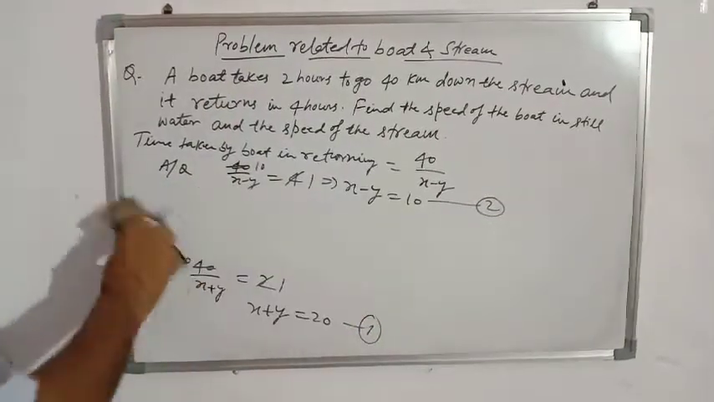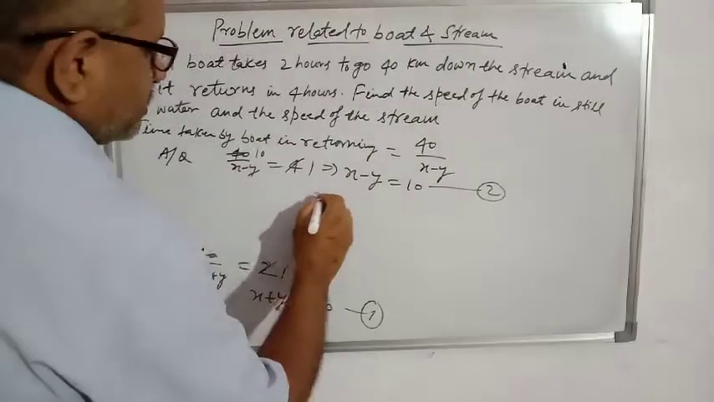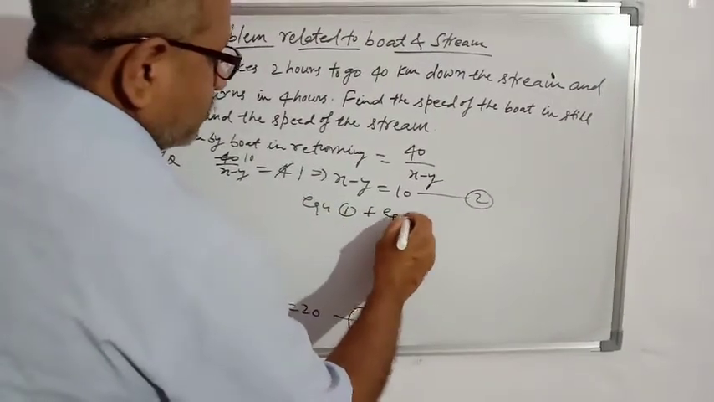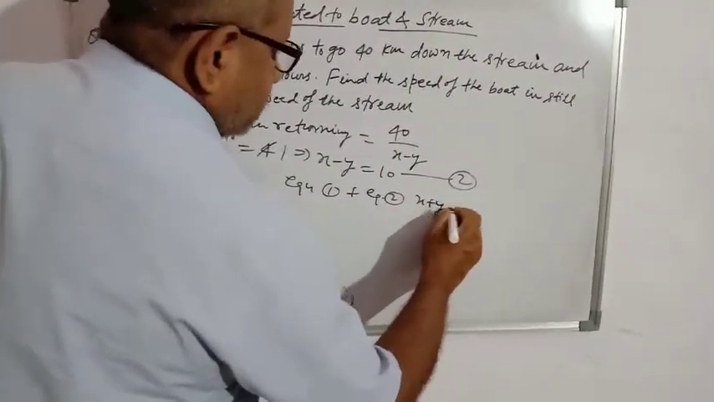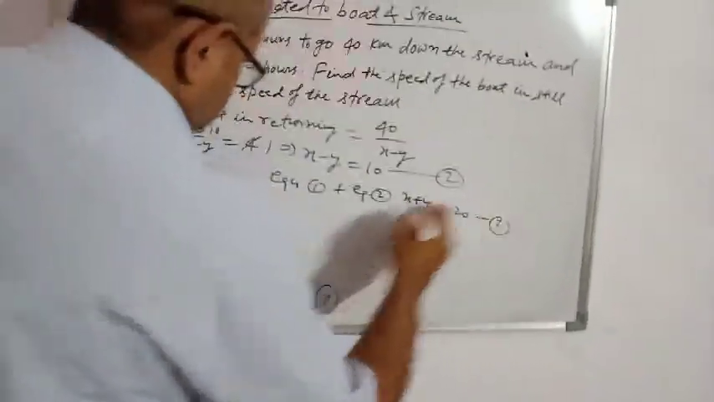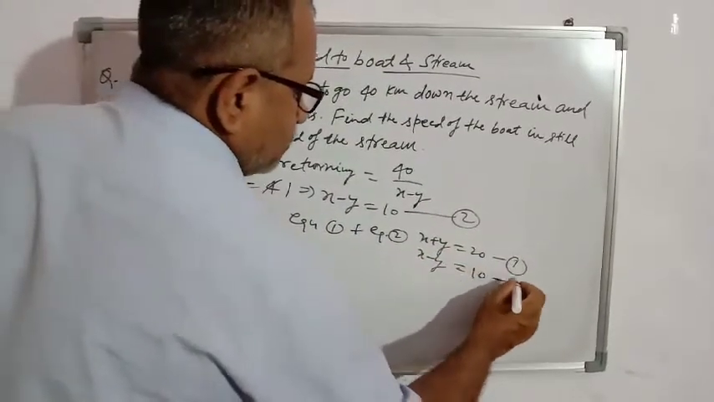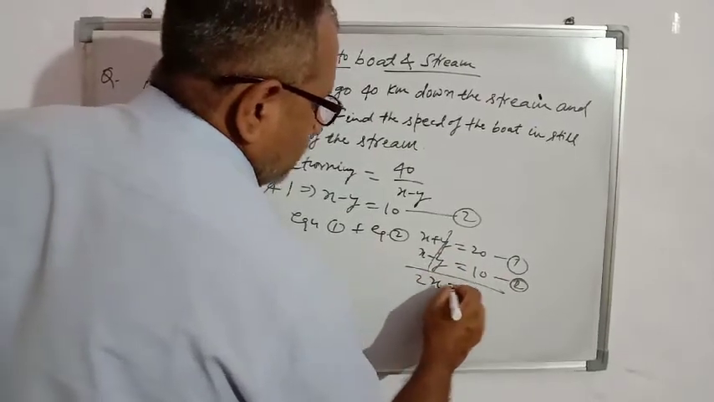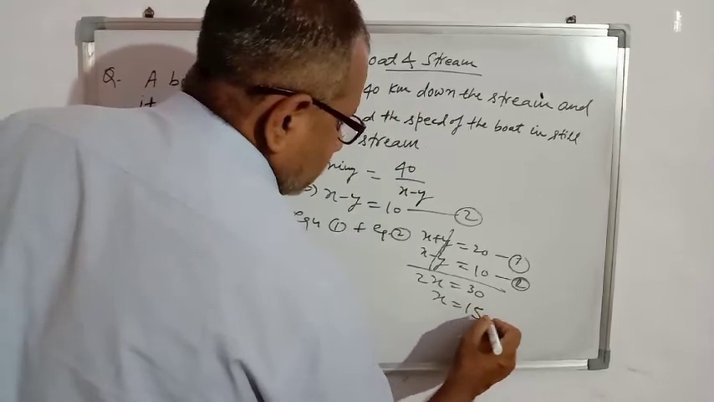Now we will solve these two equations. To solve it, equation 1 plus 2. Equation 1 is x plus y is equal to 20. Equation 2, x minus y is equal to 10. Plus y and minus y cancel, 2x is equal to 30. What will be x? 30 by 2 means 15.